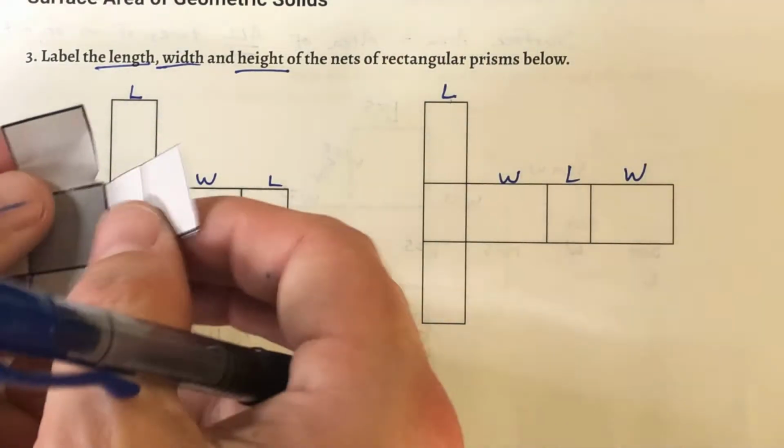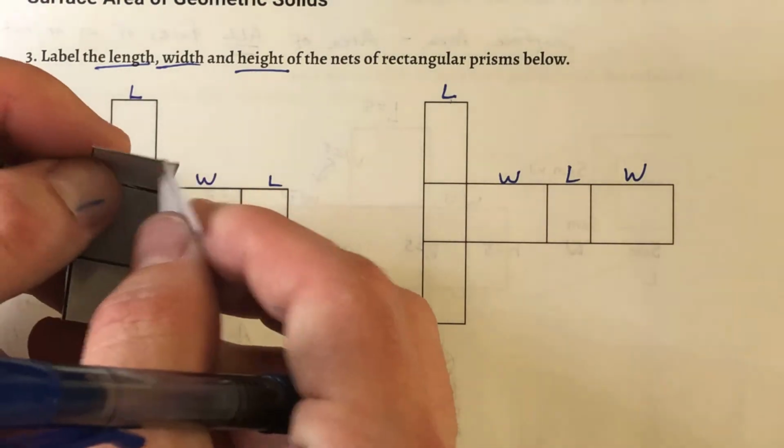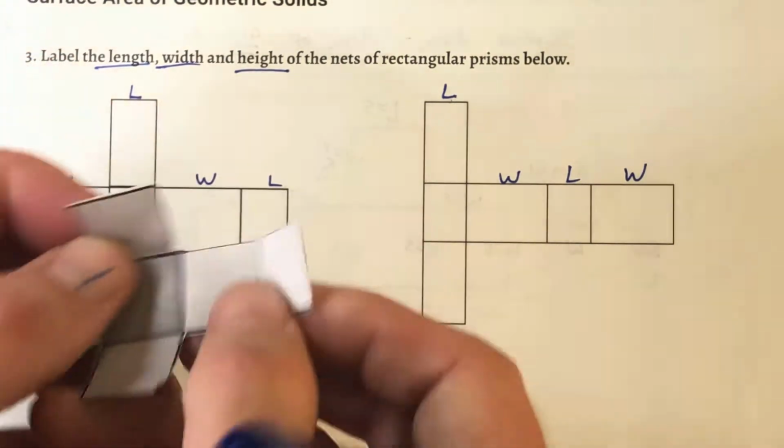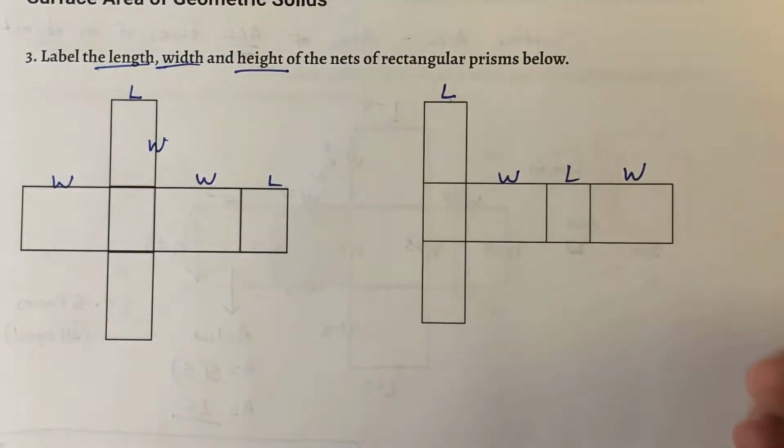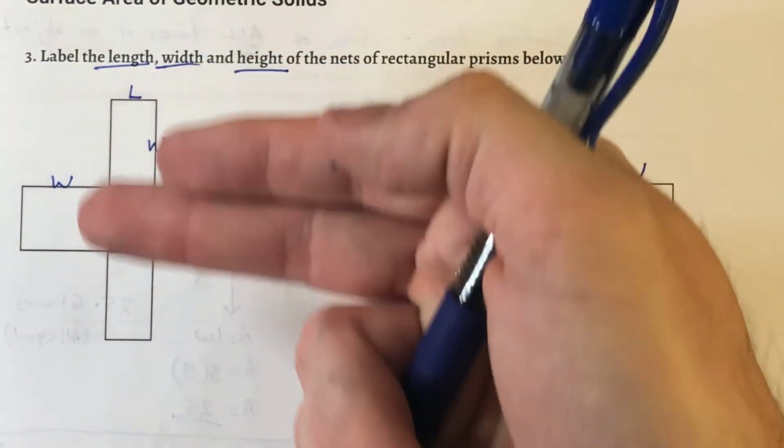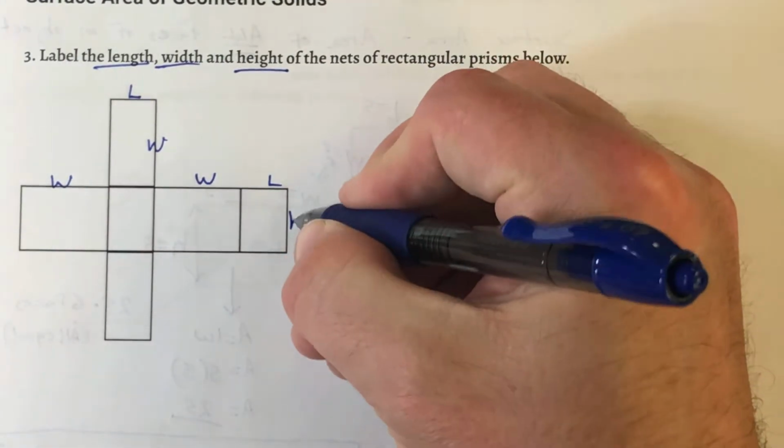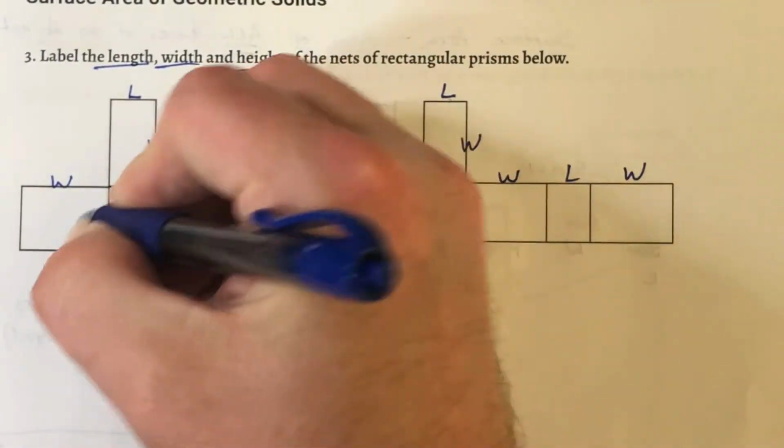Don't forget that these corners, they're going to snap shut. They have to be the same. So that's also going to be my width. And again, that's going to be my width. And then one more thing, height. The height is that distance between that top flap and that bottom flap. So those are all my heights.